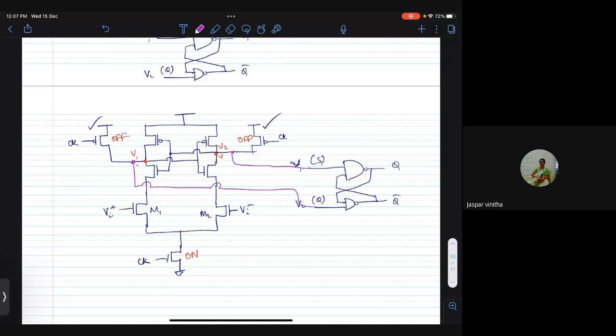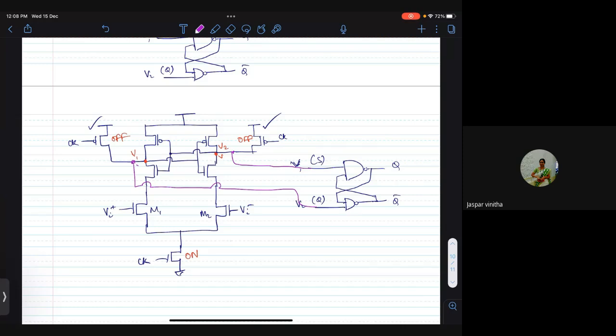Okay, so this is the complete circuit of the comparator. Any questions here? The working of this comparator is clear. Then we'll look at some of the problems and improvements over this. Any questions about this?